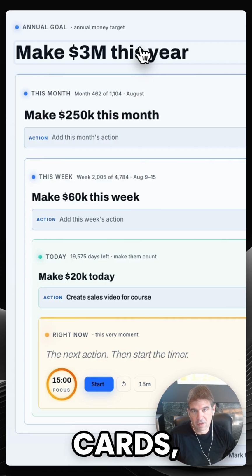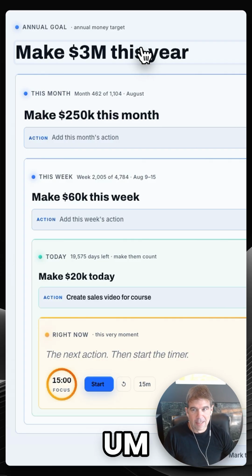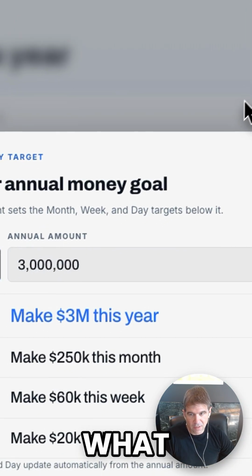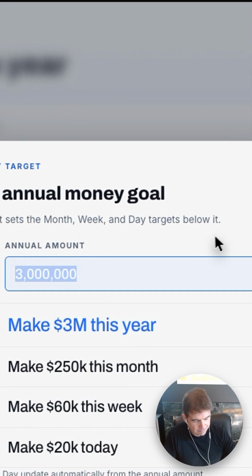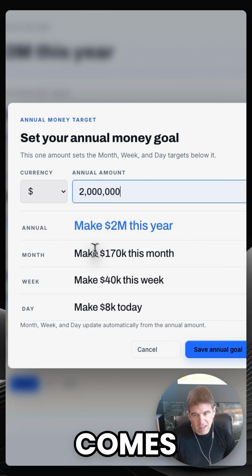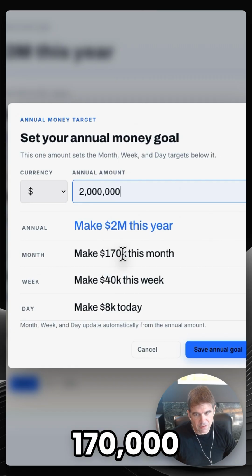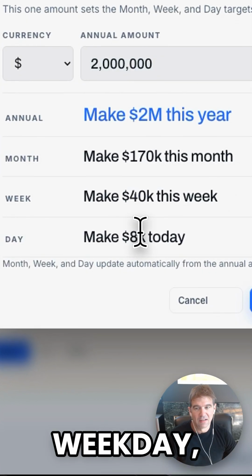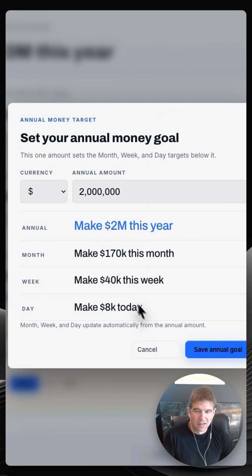And you can do this with note cards. You can do this with software like I have here. You can do this in a number of different ways. So I'm just going to show you what I have here. Let's say your goal is to make $2 million per year. The math on that is that if you're looking to make $2 million per year, it comes down to $170,000 per month, which means you need to make $40K per week, which means on a given weekday, your efforts from that day need to generate $8K.